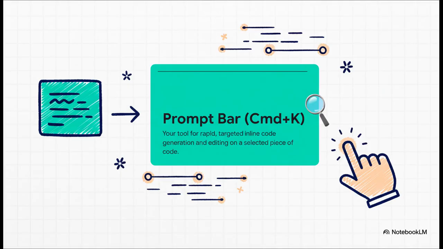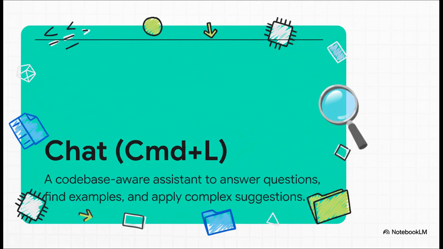Okay, first up, there's the prompt bar. Just hit Command K. This is your go-to for quick, focused tasks. Think of it like a surgical strike. You highlight some code and say, refactor this, or add error handling here. It's fast and precise. Then you have the chat with Command L. This is for when you need to zoom out and ask bigger picture questions. You can ask things like, hey, can you show me where we handle user permissions in the codebase? And it will actually scan your project to find the answer.